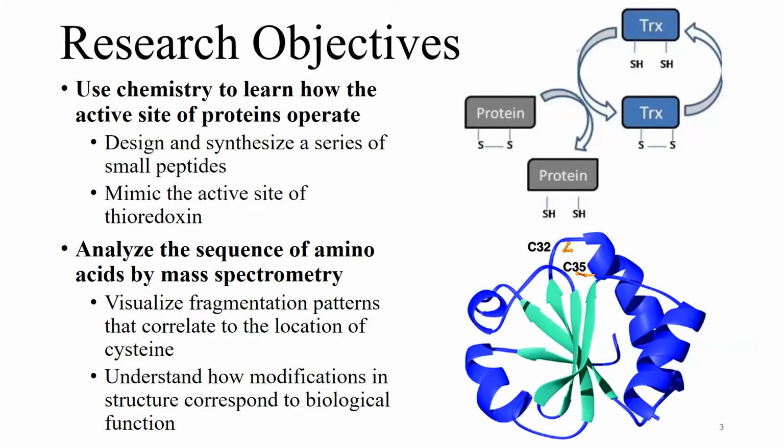So the bigger picture objective of my research this summer was to use chemistry to understand how the active site of proteins operate, but more specifically, synthesize a series of small peptides that were to mimic and model the active site of thioredoxin. Thioredoxin is an enzyme that is responsible for catalyzing the breaking and forming of disulfide bonds. Associated with this process is protein folding and unfolding. Sometimes protein misfolding can occur, and the results are diseases such as Alzheimer's disease.